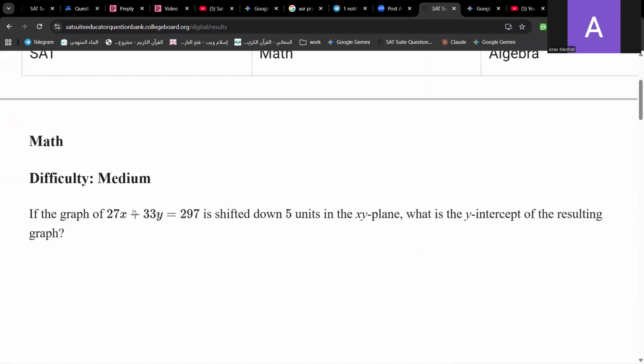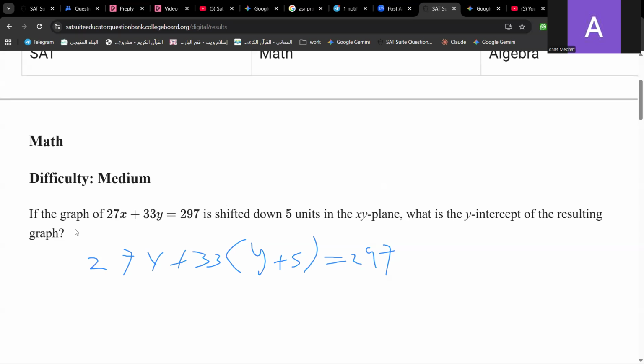If the graph is shifted down 5 units in the xy plane, what's the y-intercept of the resulting graph? In order for something to be shifted down, you go into the y and add 5 units like this, and it equals 2970. So if you want to shift it down, you add. If you want to shift up, you subtract. Okay? And then solve and get the intercept.